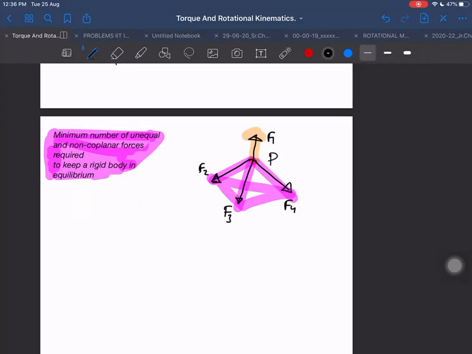And all these should again pass through the same point. Otherwise, if they don't pass through the same point as before, then the torque will not be 0. So how many forces do I need to make the torque 0? There should be at least 4 forces. Then only we can keep the body in rotational and translational equilibrium.